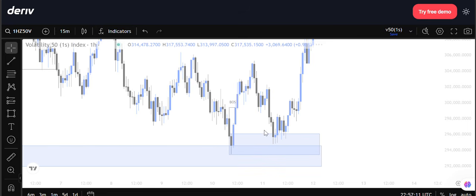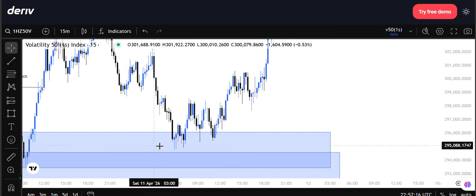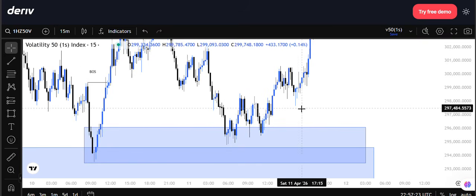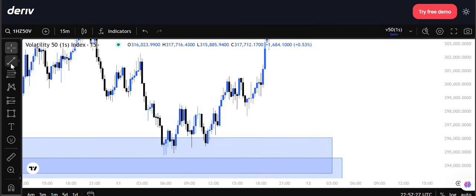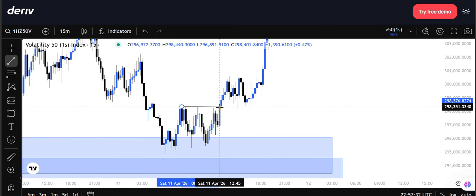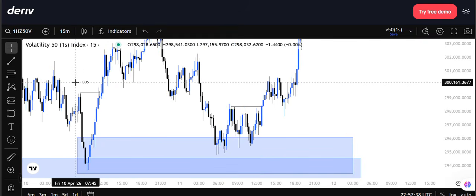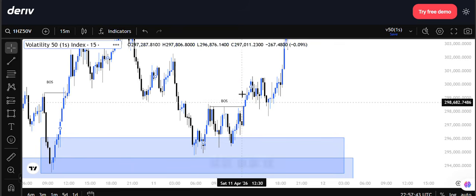Now coming down to our 15-minute time frame, we saw that price came in, it tapped into that zone. So in the 15-minute time frame, what did we see? We saw that there's a break of structure to the upside. These highs were taken out. So there's this break of structure to the upside.